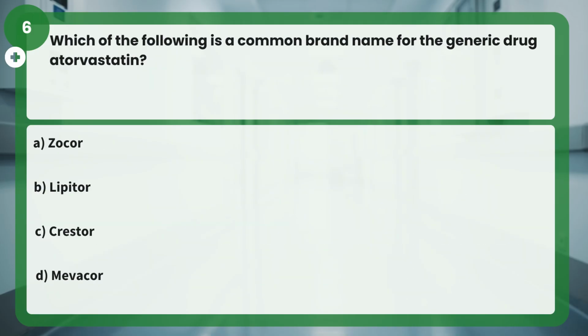Question 6. Which of the following is a common brand name for the generic drug atorvastatin? A. Zocor. B. Lipitor. C. Crestor. D. Mevacor.